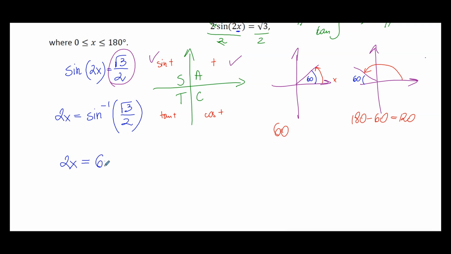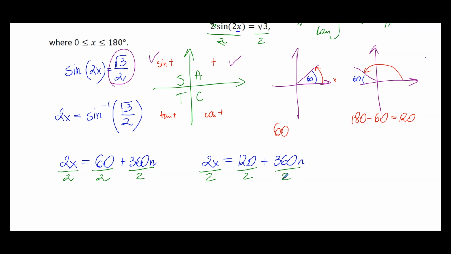Once I have that figured out, the next thing we do is write that the angle of 2x will be 60 and the angle of 2x will be 120, but we have to write that in general form. That means we just have to add to that rotations of a circle, because we don't know how many times it's going to go. Once we have that general form, the next thing is to get rid of that 2 here. So we divide each element by 2. Once we do that, we have x equals 30 plus 180n, and then x equals 60 plus 180n.